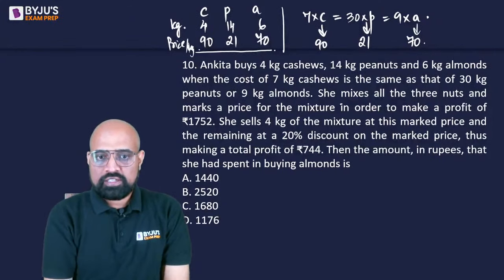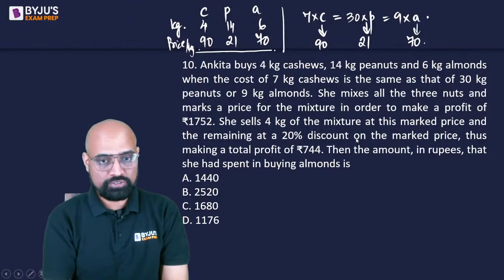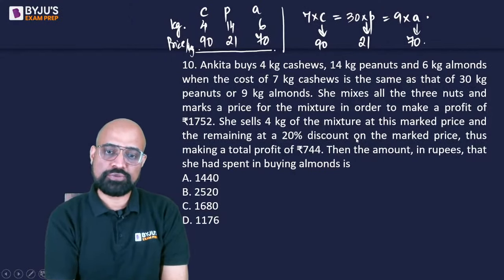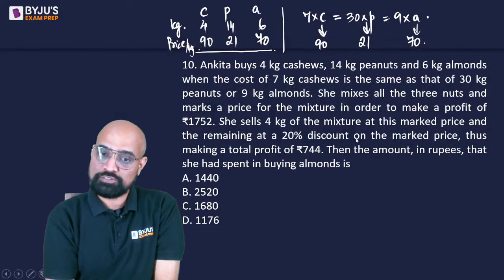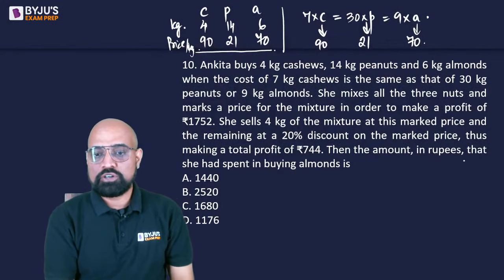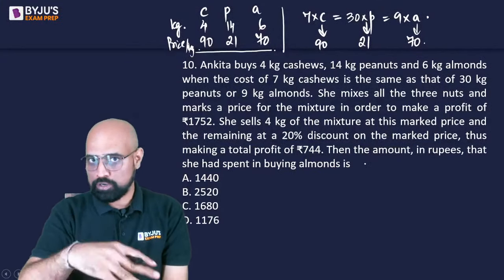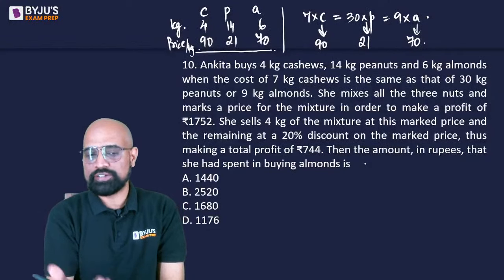Okay. She mixes all the 3 nuts and marks a price for the mixture in order to make a profit of 1752. She sells 4 kg of this mixture at its mark price and the remaining at a 20% discount on the mark price, thus making a total profit of 744. Then the amount in rupees that she had spent in buying almonds. So the last part is important for me, in between there is a lot of gibberish, things that we don't understand right away.